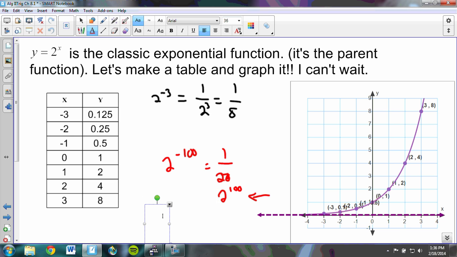Asymptote is spelled and looks kind of funny. Asymptote, and the asymptote here is the line y equals 0. We can have asymptotes that are anything. They can be vertical or horizontal lines. They can even be diagonal sometimes, although we won't see those. And the graph could be really anywhere, but every exponential function has an asymptote somewhere. That's 2 to the x.